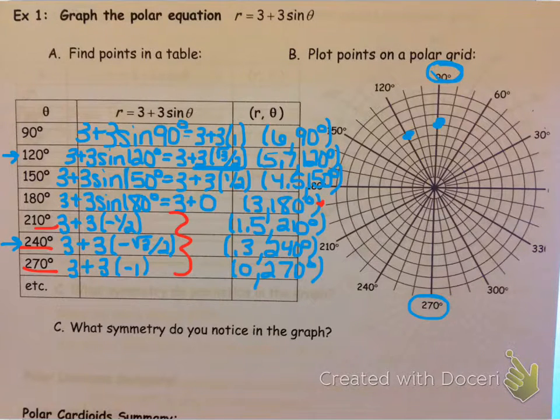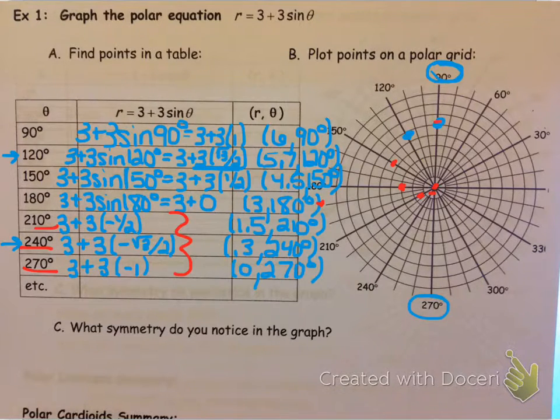So I'm going to plot those remaining points. We had calculated 4.5 at 150 degrees. So 1, 2, 3, 4.5 will be right about there. And then 3 at 180 degrees would be right about there. 1.5 at 210 degrees would be right about there. 0.3 and 0. Okay.